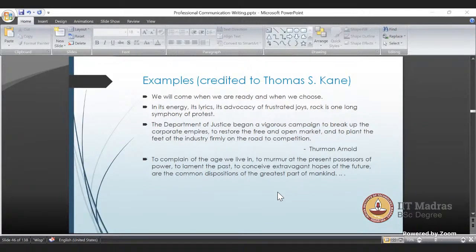Okay. So similarly for the last one also, this is again something in the to-infinitive form. To complain of the age we live in, to murmur at the present possessors of power, to praise the past, to conceive extravagant hopes of the future are the common dispositions of the greatest part of mankind. So unless all of them take the same grammatical structure, you cannot have the parallel style. Even if one breaks away from it, then the parallel style breaks.